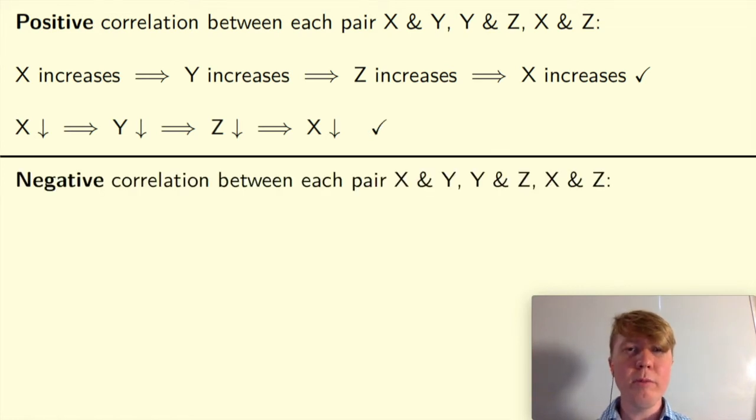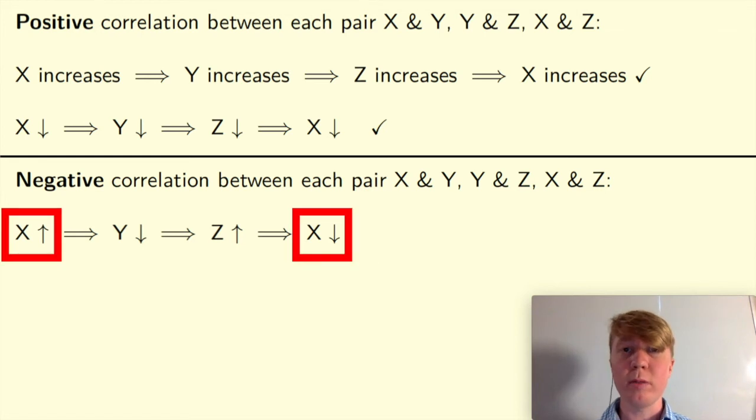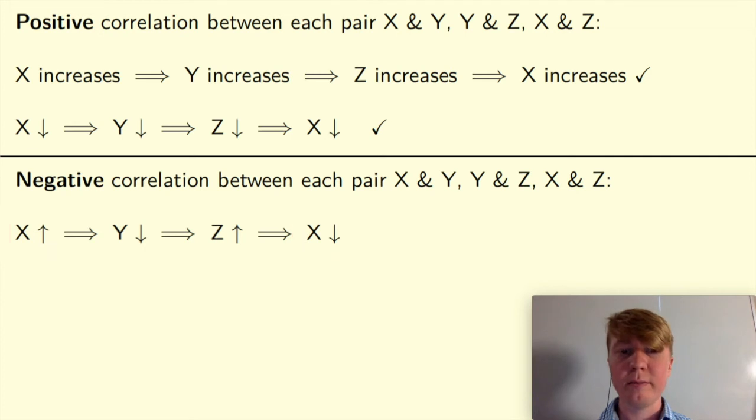So now, when we look at negative correlation, it gets much more interesting, because if we've got the same variables but now there's negative correlation between each pair, let's say that x increases. Well, this implies that y decreases. And then because y and z are negatively correlated, if y decreases, this implies that z should increase. Then z and x are negatively correlated, so if z goes up, x has to go down, so z increases implies that x decreases. And here we've got a problem, because we started off by saying that x increases, and then this seems to suggest that x should decrease.